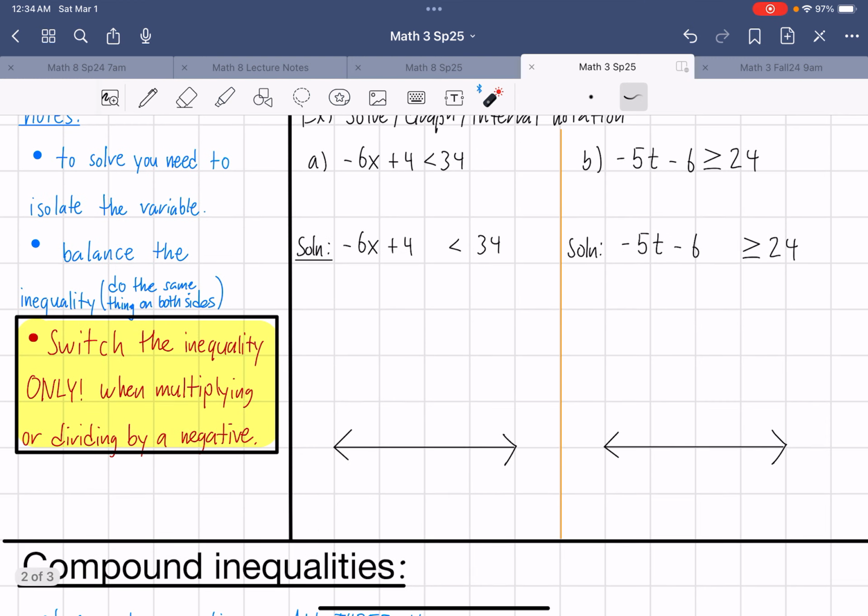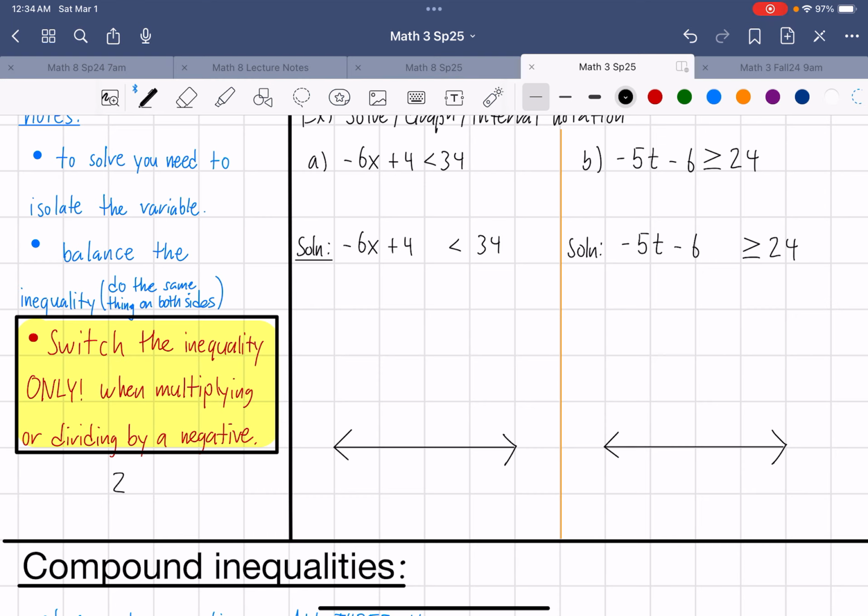Why do we need to do that? Because when you were balancing an equation in high school, you kept the statement true the entire time. But when it comes to inequalities, it can be tricky to see this step. So we're going to switch the inequality only when multiplying or dividing by a negative. And let me show you what that looks like.